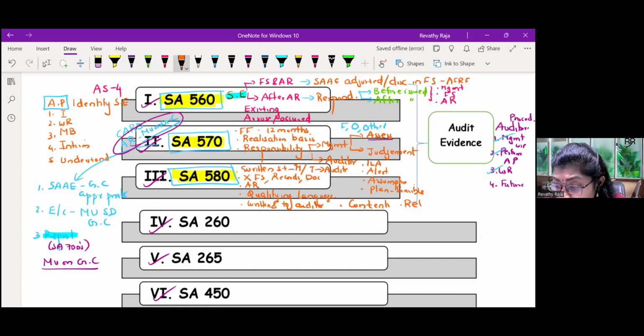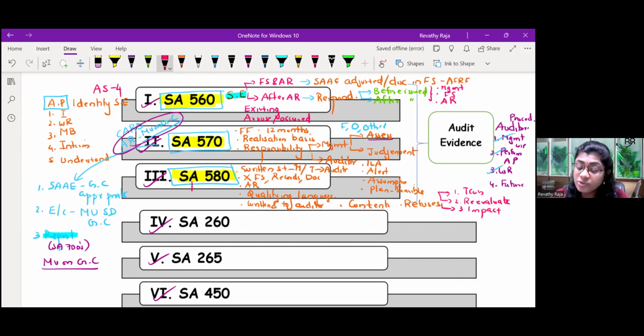Now, what if management refuses to provide written representation? If management refuses, what will you do? You will communicate with TCWG, re-evaluate management's integrity, and finally analyze its impact on the opinion. You may need to give a modified opinion, qualified or disclaimer, as per SA 705.